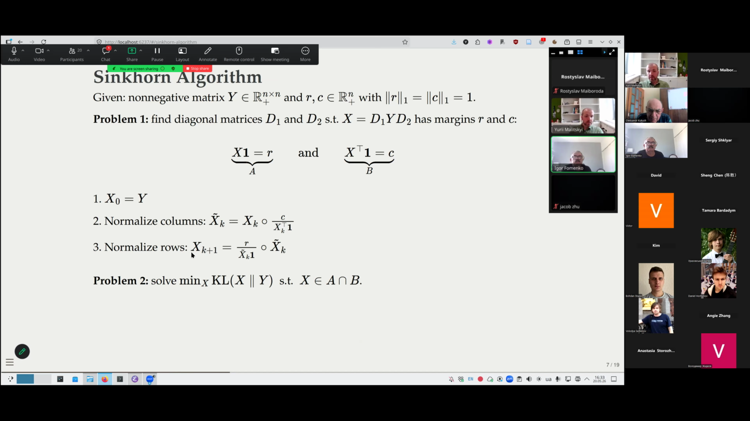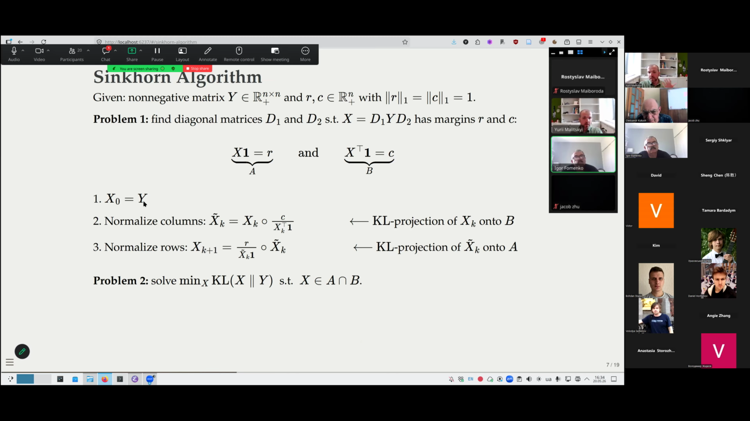What's interesting is that the first problem is equivalent to problem 2, minimizing KL subject to the constraints A and B. Now you won't be surprised that normalizing columns is nothing else than a KL projection of xk onto B, and normalizing rows is a KL projection of xk tilde onto A. So we are exactly in the setting of the previous algorithms, because A and B are two affine sets, and this is an alternating projection algorithm. So of course we converge to the projection of our initial point onto the intersection of A and B. Our initial point is Y.